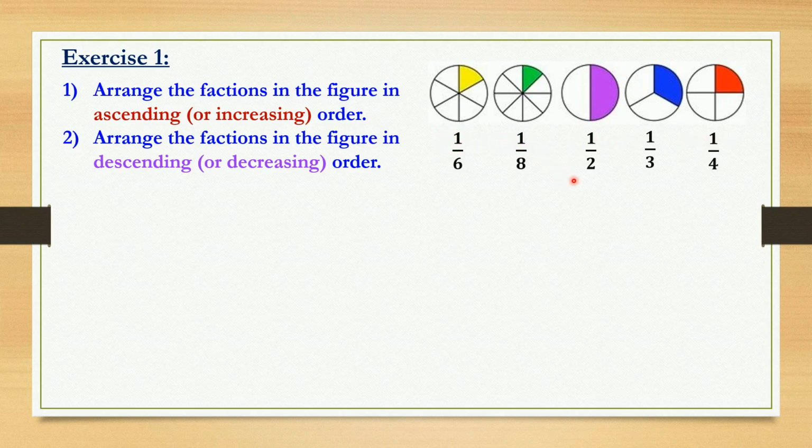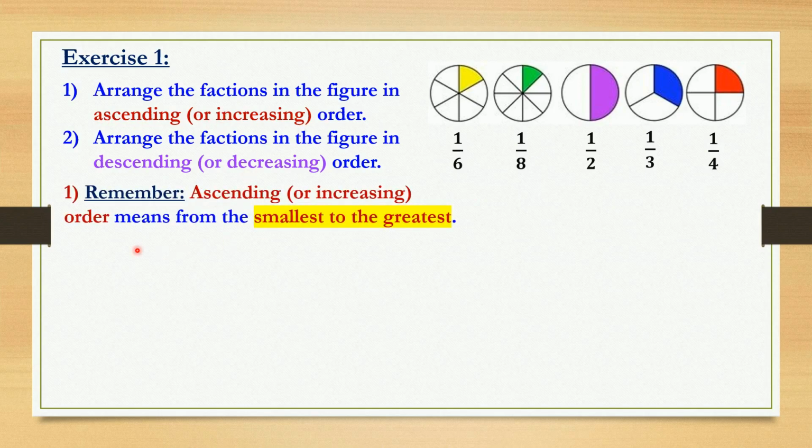And of course, if fractions have the same numerator, the greatest fraction is the one that has the smallest denominator, and the smallest fraction is the one that has the greatest denominator. So first, let's remember ascending or increasing order means from the smallest to the greatest. Of course, the fraction 1 over 8 is the smallest. The piece here colored in green is the smallest one. So 1 over 8 represents the smallest quantity.